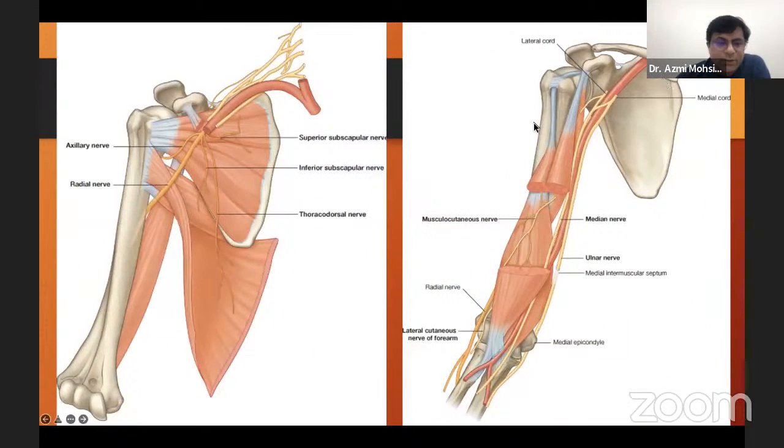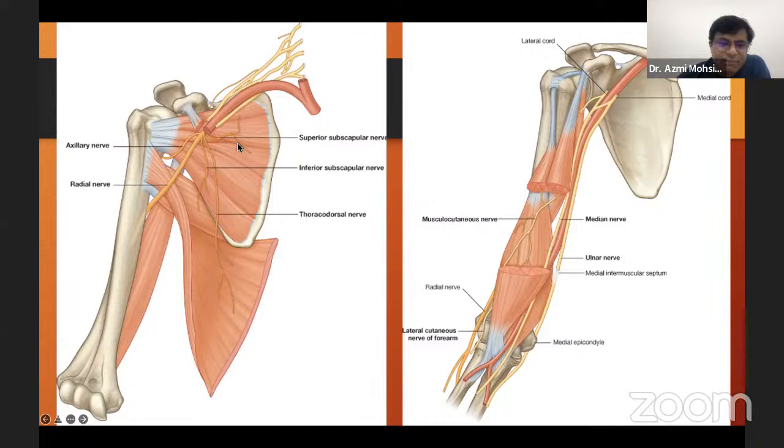Here you are seeing, from the posterior cord of the brachial plexus, this axillary nerve. You must be knowing about the superior and inferior triangular spaces and the quadrangular spaces, the intermuscular spaces there. So in the quadrangular space, you're seeing this axillary nerve passing behind, winding around the posterior surgical neck of the humerus.